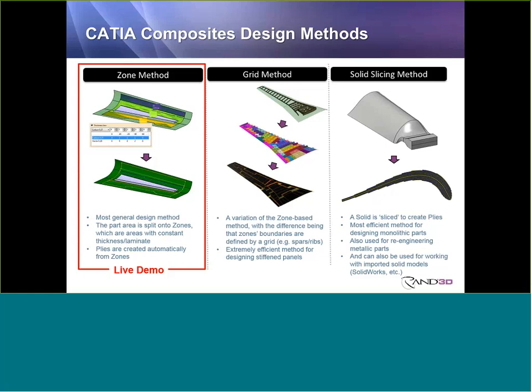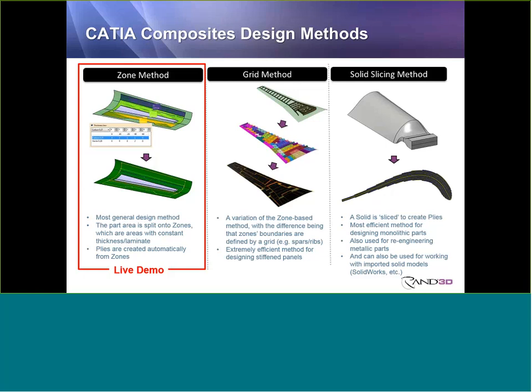on the slide. And another very interesting development that's been completed already and is available for use is the solid slicing method. With the solid slicing method, you start with a solid model, and then you slice it to actually create plies. So of course, this is the most efficient method for designing monolithic parts, but it's also very convenient and useful when you want to re-engineer metallic parts, legacy data.